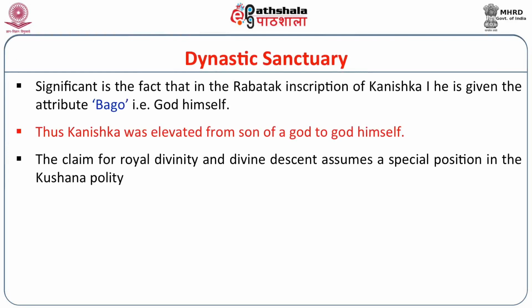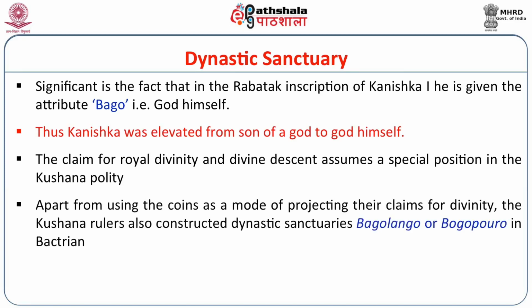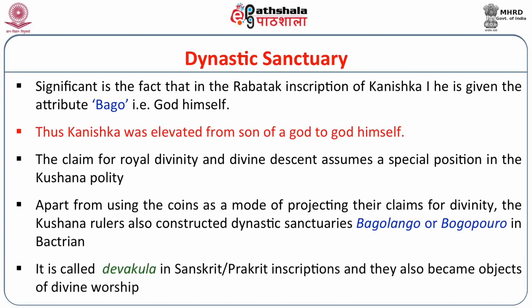The claim for royal divinity and divine descent assumes a spatial position, therefore, in the Kushana polity. As I mentioned, apart from using coins, this idea of constructing sanctuaries, that is temples, which are called in Sanskrit or Prakrit Devakula, was brought about, and these were known as Bagolango, Bagopuro in Bactrian. I've already mentioned that these were known as Devakula in Sanskrit or Prakrit inscriptions, and they also became the objects of worship.